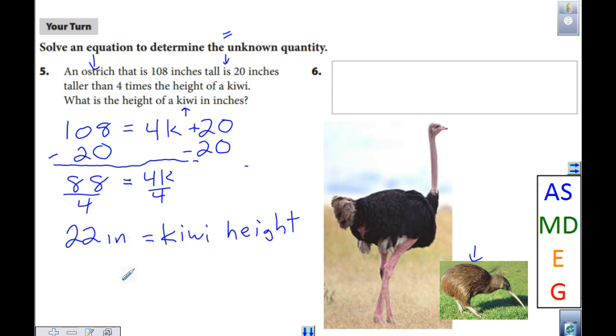Yeah, in 1 mile, there's 5,280 feet. What does your answer mean? Very important to be able to describe that. You know that K stands for the height of a kiwi. All right. Let's get another going.